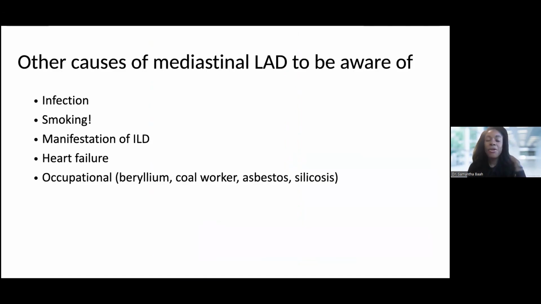Okay, so take-home points for this case: there are other causes of mediastinal lymphadenopathy in addition to sarcoid, which you should explore in any young patient in their second or fourth decade of life with just generalized fatigue, joint aches, and cough. But infection, mostly fungal, smoking, it could be a manifestation of their interstitial lung disease. Heart failure can also cause mediastinal lymphadenopathy, and occupational exposures like beryllium, coal, asbestos, and silicosis. They can actually all look like sarcoid.